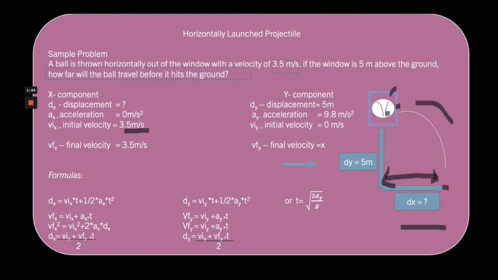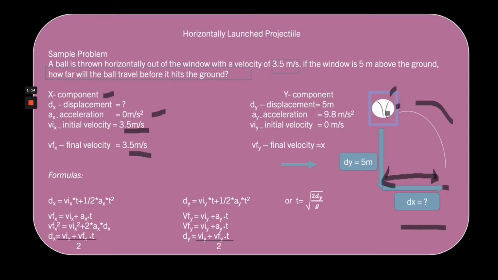So we have here 3.5 meters per second, and based on the law of inertia, our initial velocity is actually equal to the final velocity. And remember that since the velocity is not changing, therefore there is no force acting upon the ball. And you can infer that there is 0 meters per second squared acceleration for the x component.